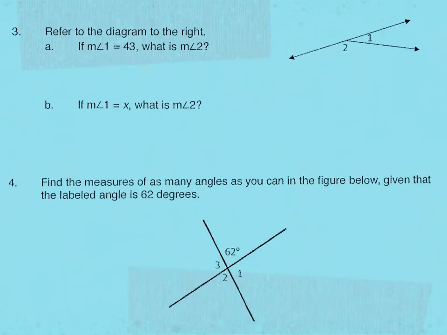Okay, if angle 1 is 43, so this is really similar to that last question. If angle 1 is 43 degrees, how would I get the measure of angle 2? Even if you don't know the answer, Preston, tell me how to do it.